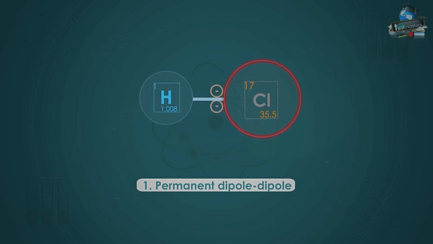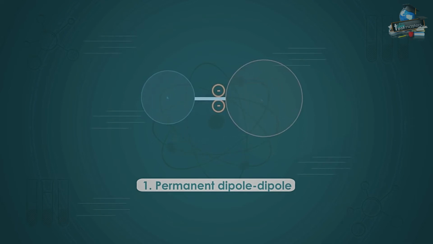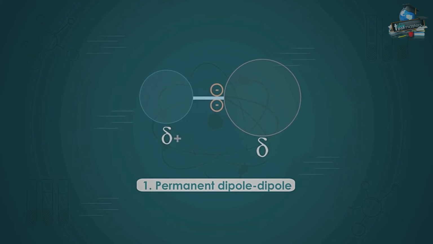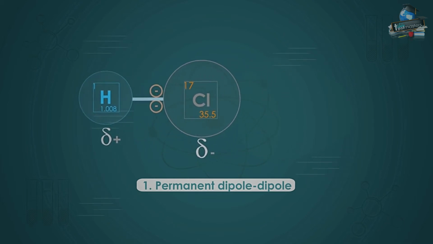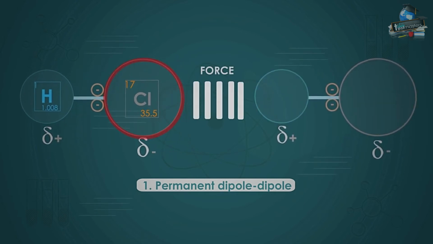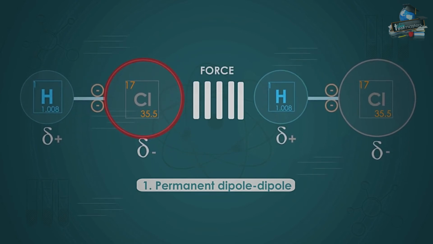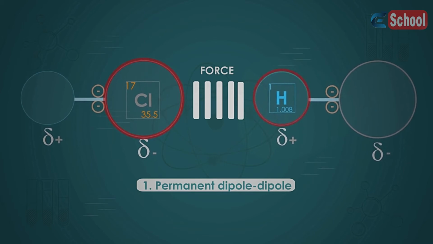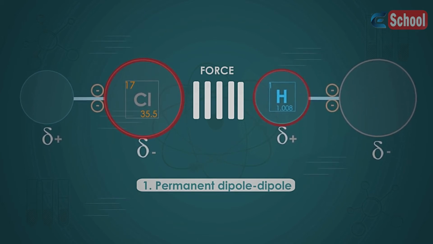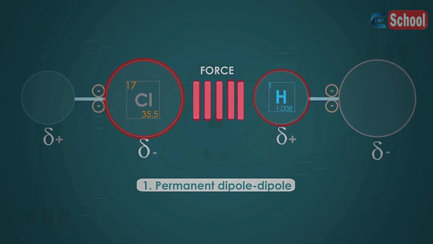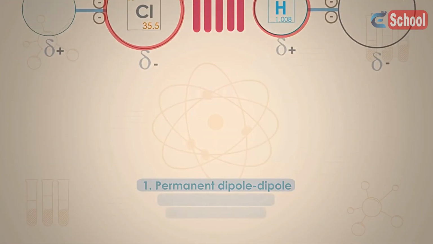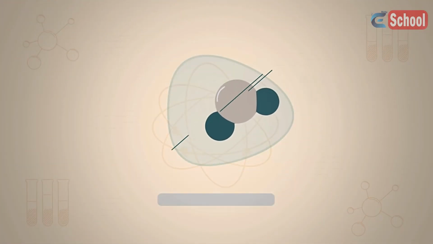We can represent the hydrogen chloride molecule as H delta positive, Cl delta negative. Thus, there will be an attraction between the delta negative on the chlorine atom of one molecule and the delta positive on the hydrogen atom of a neighbouring molecule. The diagram below shows the permanent dipole-dipole force between two molecules of hydrogen chloride, indicated here by the red dashed line. The second type of intermolecular force is the hydrogen bond.